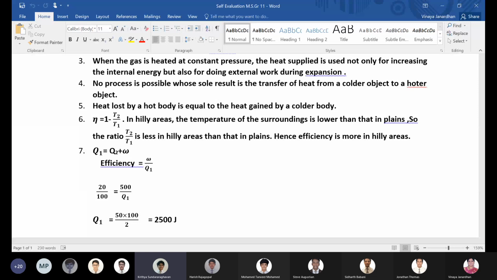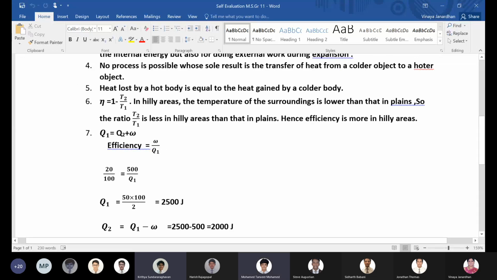Is seventh one 2500 final answer? Final answer. I think if you have a different way of solving, it's fine. But no, ma'am, because they asked the heat exhausted. So after finding 2500, shouldn't we subtract 500 also? Yes, okay. Yes, ma'am. That's it.